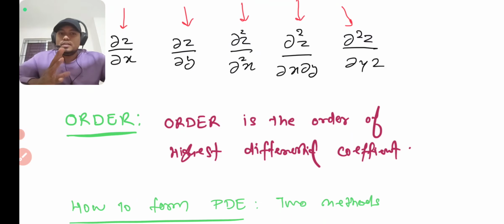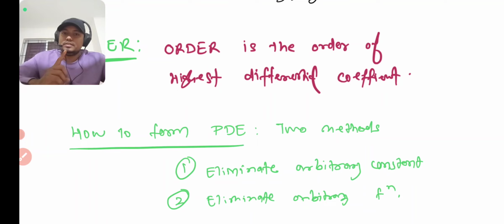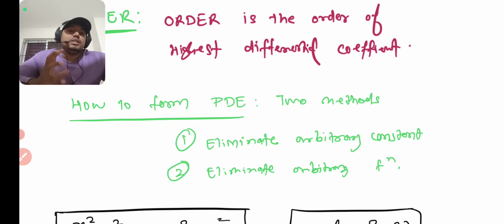Order is order of highest differential coefficient. Now from here we are going to maintain the flow. First topic, how to form PDE. So there are 2 methods you can form PDE. So see guys, if you want to form PDE, what do you mean by forming PDE?